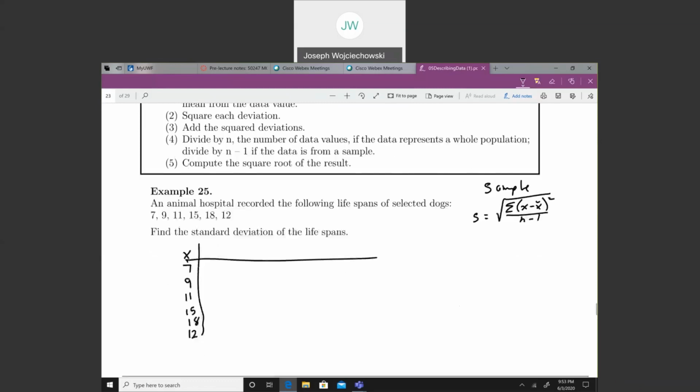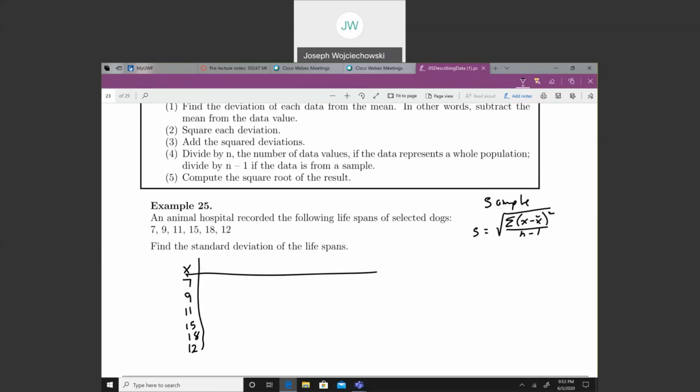The first thing we want to do is find the deviation from the mean, so we need to find the mean. So what's our sum of x's? We add up our sum of x's, and we get 72. And we had n equal to 6. So x bar is equal to 72 divided by 6, which is 12.